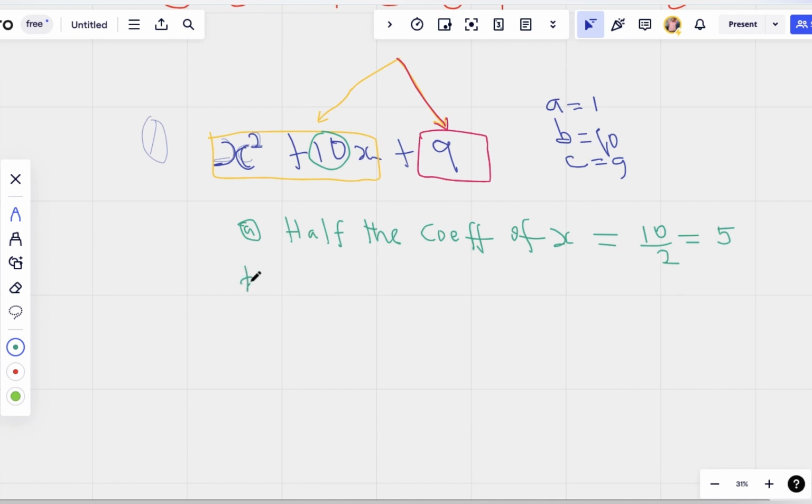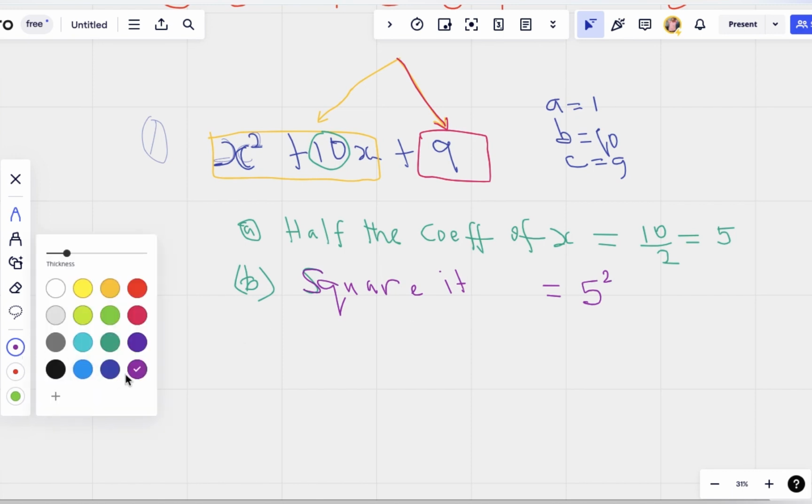Condition number 2: square it. I changed the color to give some dynamism. Square the coefficient of x. After you halve it, you square it. Squaring it means we write 5 to the power of 2. Square means raise it to power 2. You already halved it, so now squaring means you raise it to power 2.